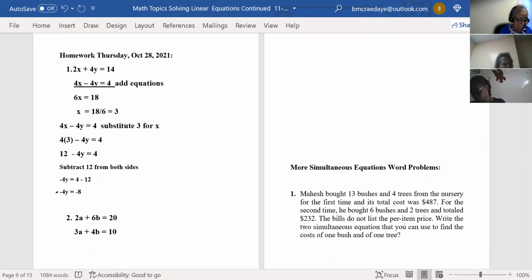So y would be equal to minus 8 divided by minus 4, because minus over minus is plus, which just gives you 2. So y is 2 and x is 3. That's right. That would be your answer. That's far shorter to me. Okay. So our answers would be x equals 3 and y equals 2.